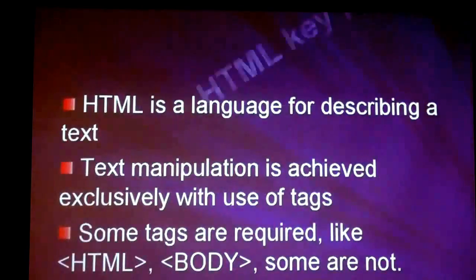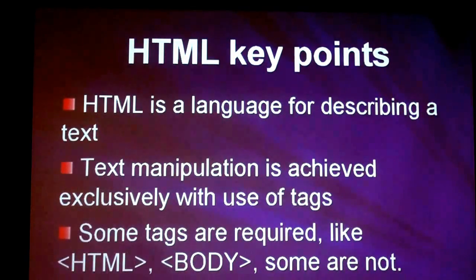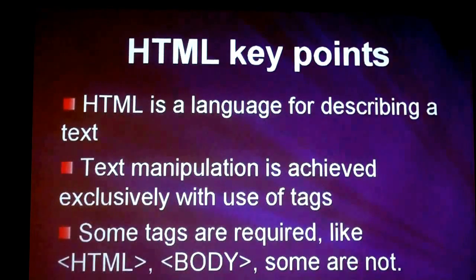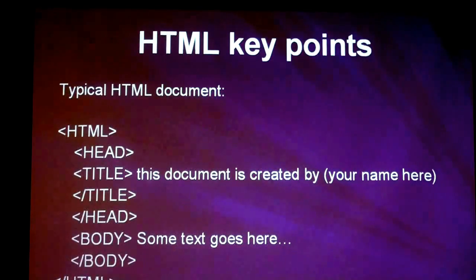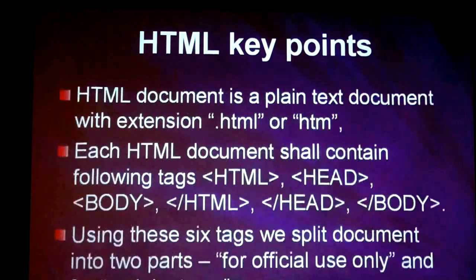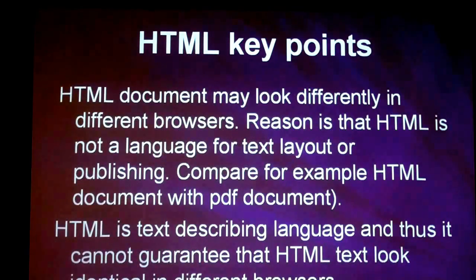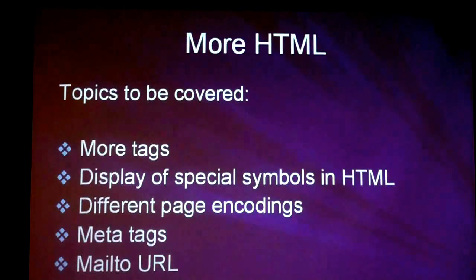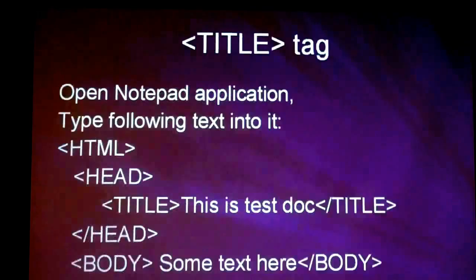Everything is good. Okay. So this is basically an overview of the HTML language, which we covered during the first class. No point in going deeper into that because you should remember this. This is the structure of a typical HTML document. We remember HTML tags, head tags, and body tags. There should be only one pair of these on the page. And then hyperlinks, how we create hyperlinks. And then what we are going to cover is more tags, displaying special symbols in HTML, different page encodings, meta tags, mail to URL, and anchors.